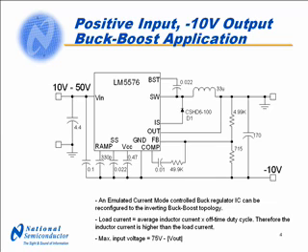Shown on this slide is a complete schematic for a minus 10 volt buck-boost regulator. The 75 volt capability of the LM5576 is necessary since the IC sees the absolute voltage difference between the input and output voltages for this application.